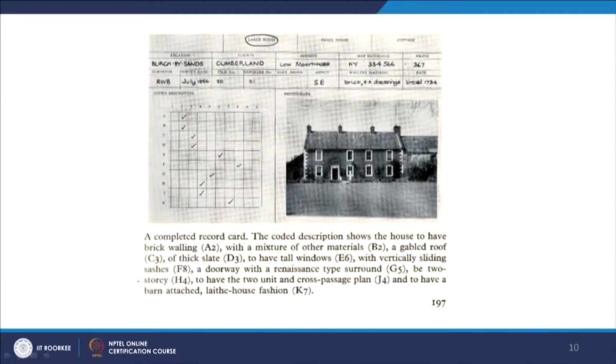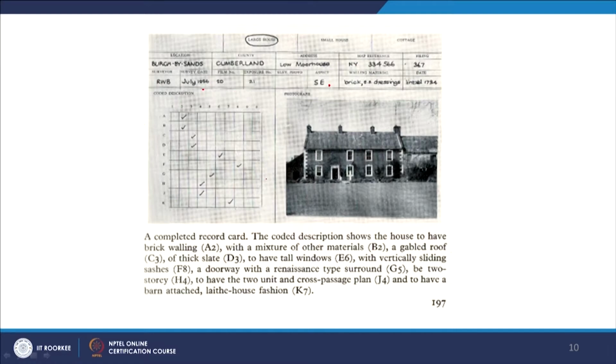And then you can develop a small record card, which could be 8.5 inches by 12 inches or some small card. And then what you can see here is the location and the county, which is Cumberland, and the address, Lowmoor House, and the map reference, which is with a code. And like that you have the surveyor and the date.